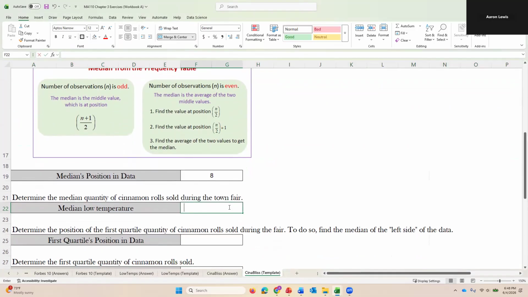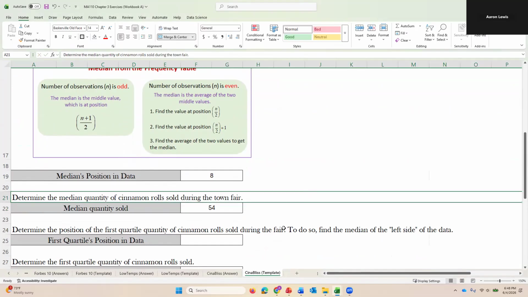So our median quantity sold, got to change that. Hold on a second. There we go. Is 54 cinnamon rolls. Now we've got three of the numbers that are in our five number summary. We have the min, the max, and the median. We need to find our quartiles.